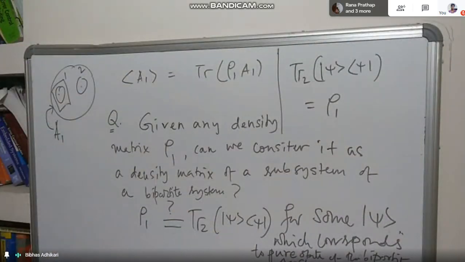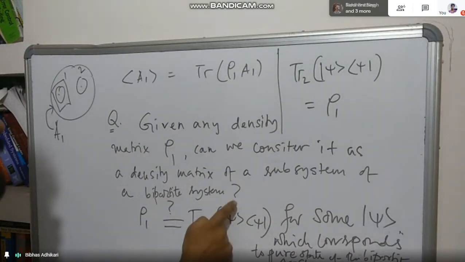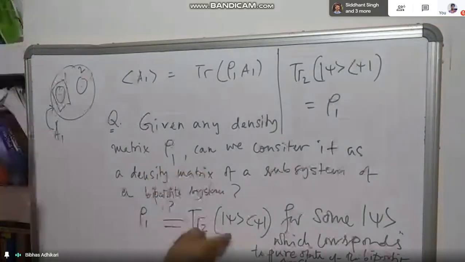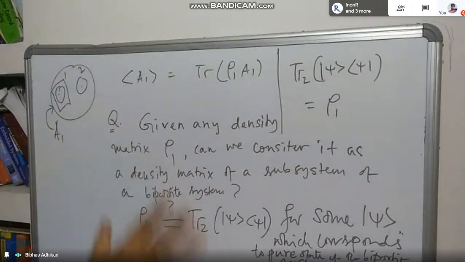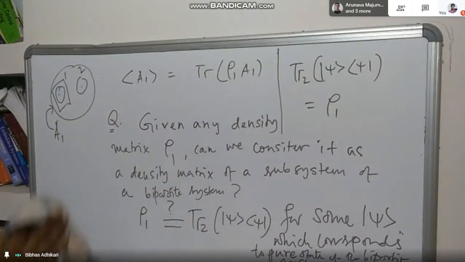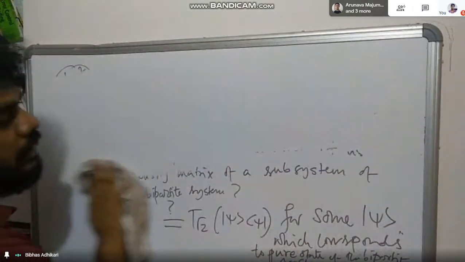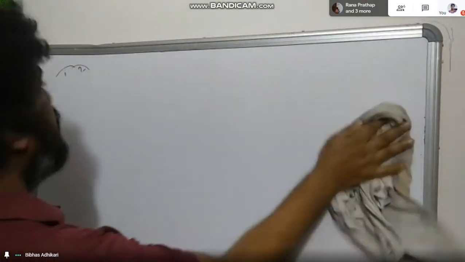That means you give me any density matrix of any dimension, I can always treat it as a reduced density matrix of a bigger bipartite system corresponding to a pure state. So this psi can always be found. Then the question is, how do I find such a psi? This entire procedure which I'm going to discuss now is called purification of a mixed state.